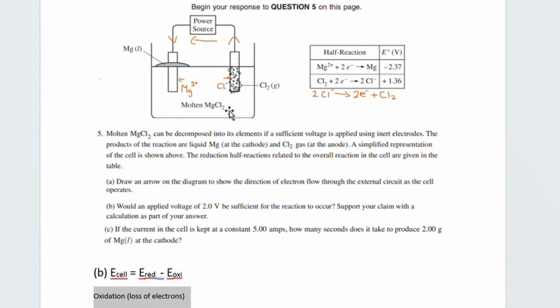Now as we see over here, chloride ions came over here and gave up their electrons. So this is where oxidation happened. So oxidation happened at the anode and reduction happened at the cathode. So the cell potential at the cathode involving magnesium is negative 2.37. I'm going to write the equation this way: E reduction, that is negative 2.37, I'm going to subtract positive 1.36. This is how I write it. And then my answer comes out to be negative 3.73 volts. Now if I look at the magnitude, 3.73 is much larger than 2 volts, which is why 2 volts is not going to be sufficient for this reaction to occur.